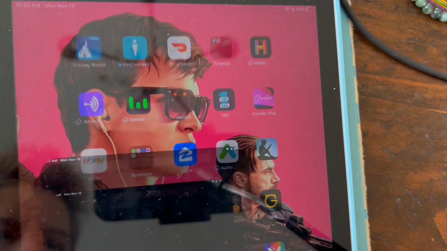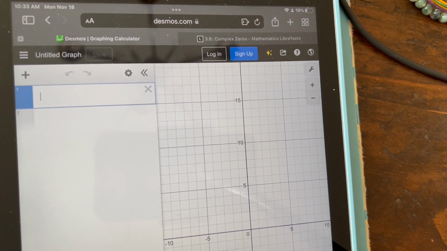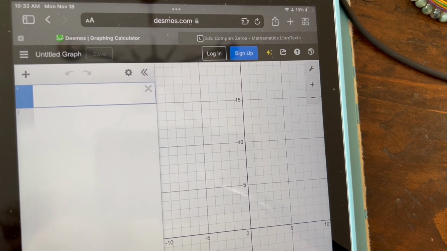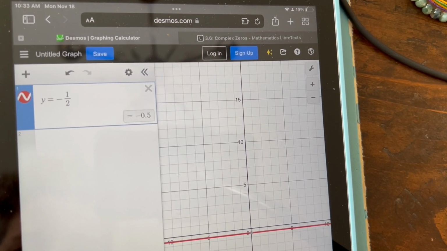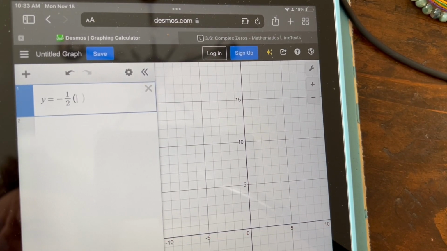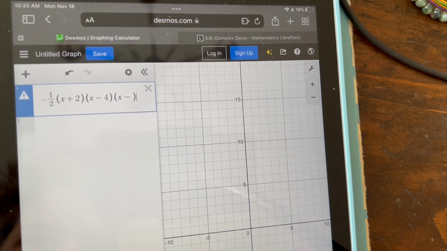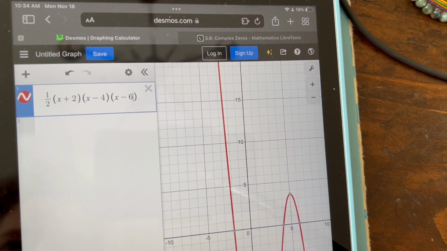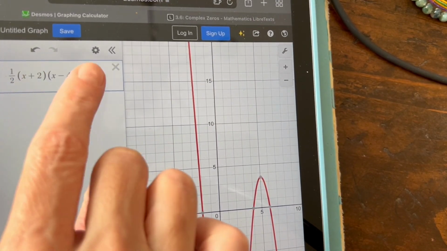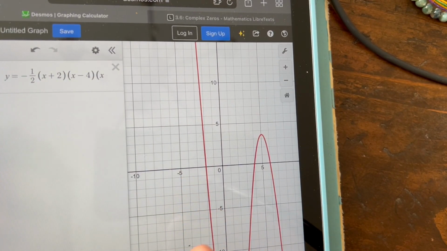Okay, now let's look at Desmos for a second, and let's put our actual equation in, okay? Y equals -1/2, we're going to do exactly what we see, (x plus 2), hopefully you had it written down, (x minus 4), (x minus 6), okay? And here is the graph. So we see that this is correct.